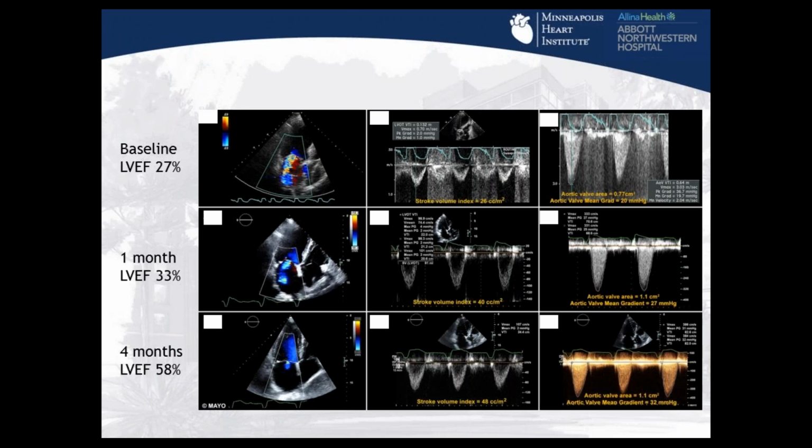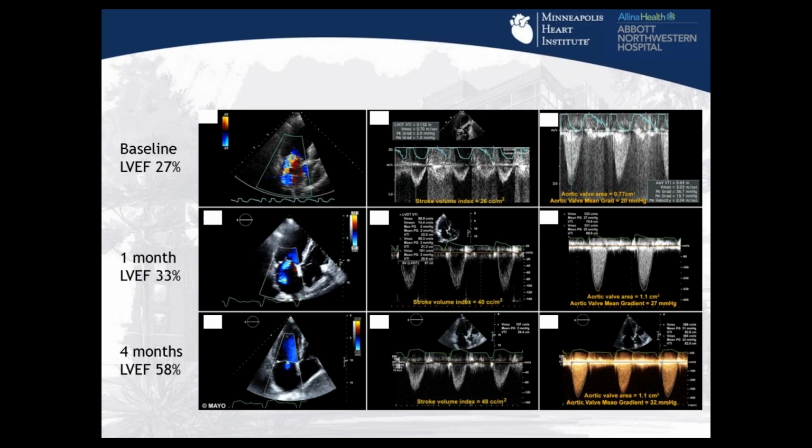Baseline EF was 27, after 1 month it was 33, and at 4 months it was 58%. This is his MR at baseline, this is after 1 month, and this is after 4 months. Stroke volume index was 26 ml per meter squared to start with, then 40, and then 45 or 48 after 4 months. So now he normalizes flow. And look at his valve hemodynamics. He starts with a 0.7 valve area and a mean gradient of 20.